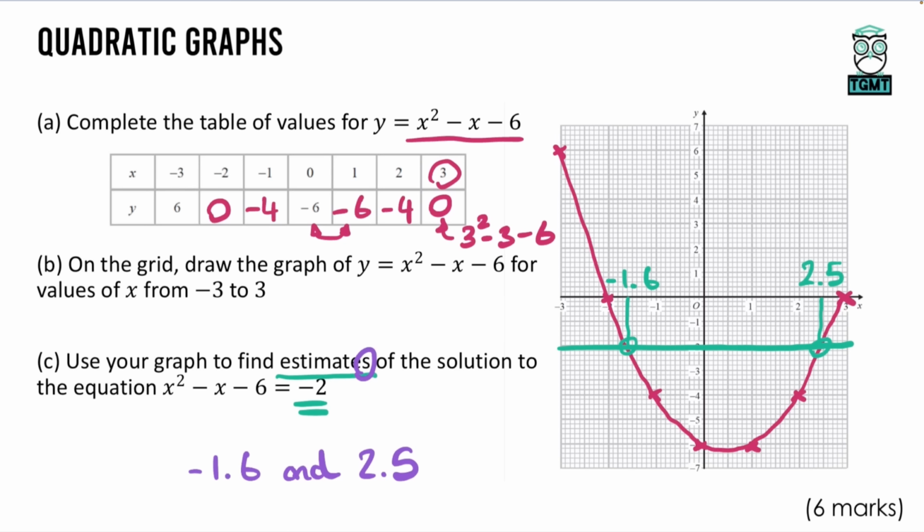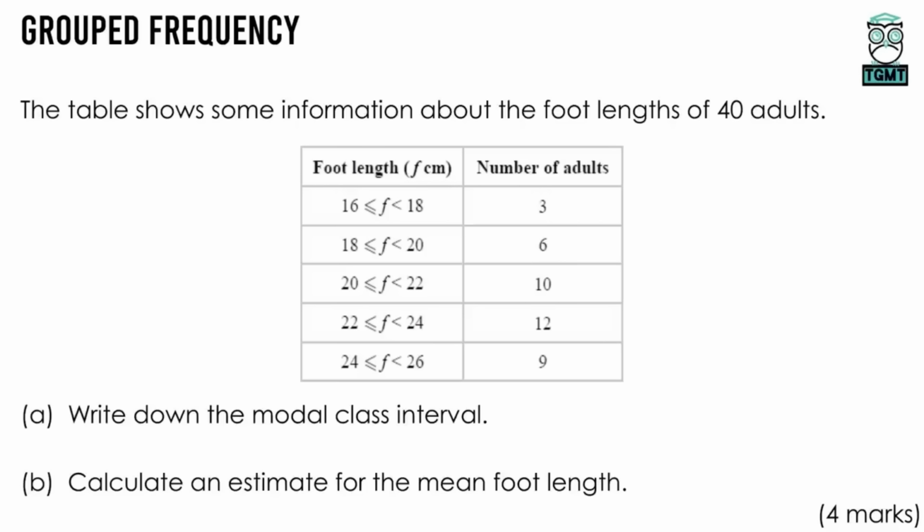Now with grouped frequency, we could be asked multiple different things to work out. This particular one is asking us for the modal class interval. Now modal is just another word for the mode, which is the most common. So we want to have a look at the number of adults in this question, and it's about their foot length, and see where the most are. Now the most are in this category here, so we would just write down the category 22 to 24, and there we go, that's our modal class interval.